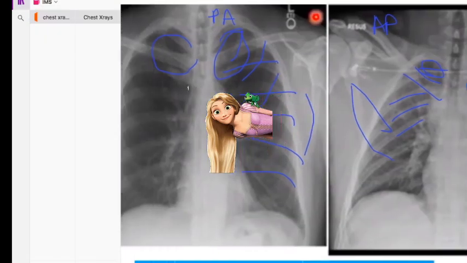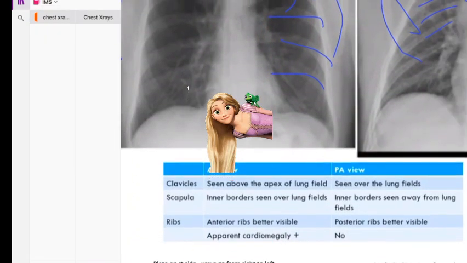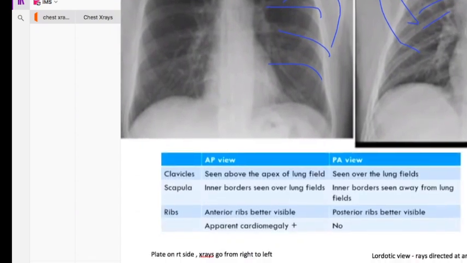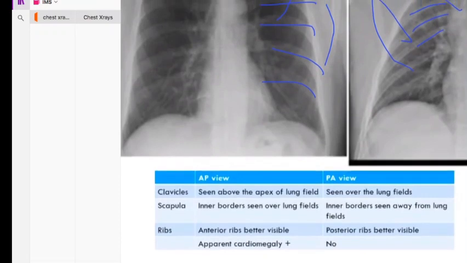And the third thing is the medial borders of the scapula, they are away from the lung fields. Like, they're over here. They're not touching the lung fields. Whereas in AP view, they kind of go into the lung fields. All right. So these are the things: clavicles, the scapula, and the ribs, and apparent cardiomegaly.